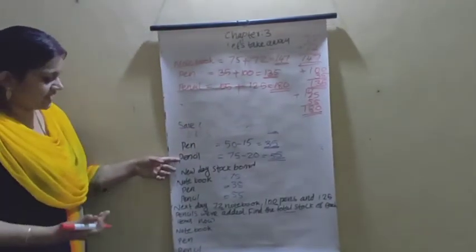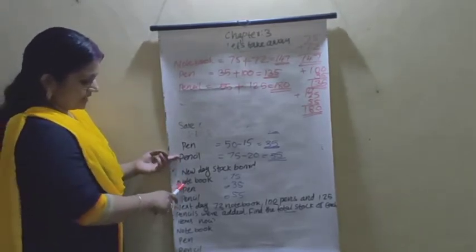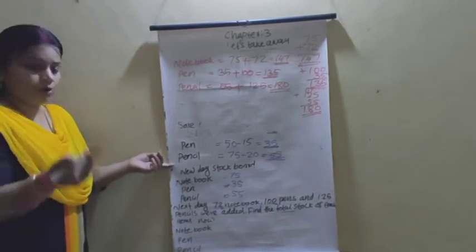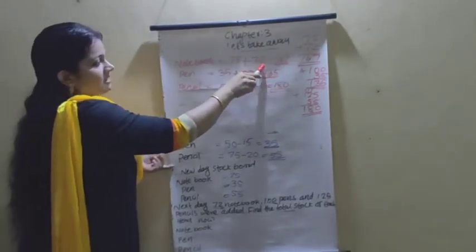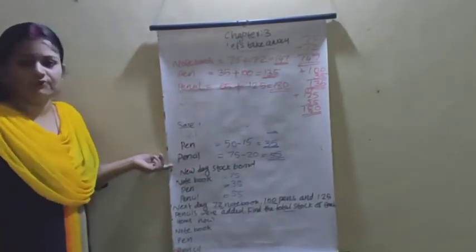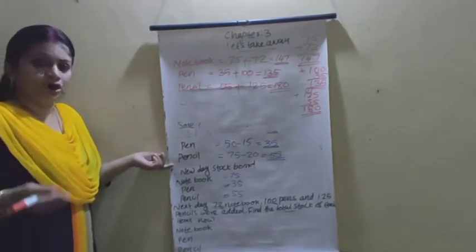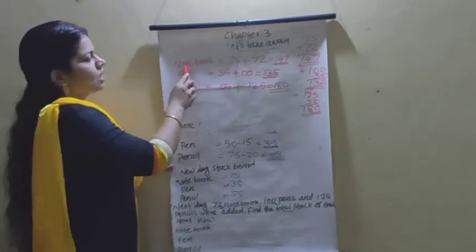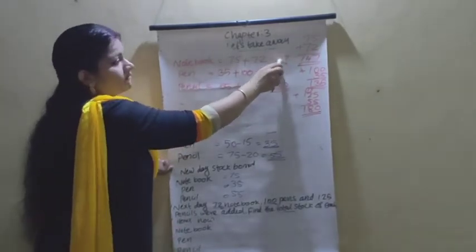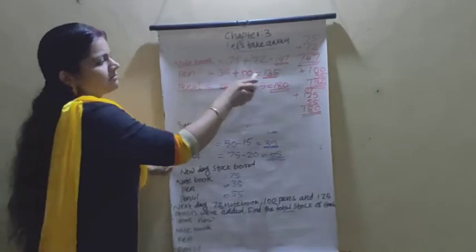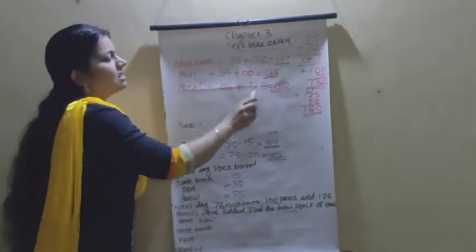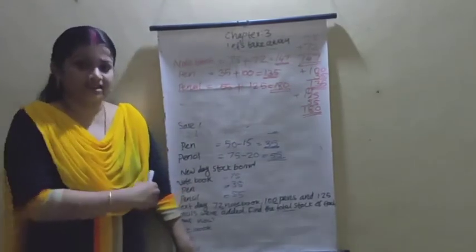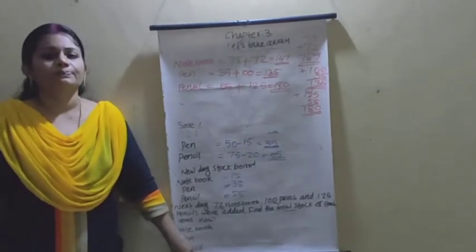180. At the beginning of the next day, notebook 75, pen 35, pencil 55. Then how many were added? 75 plus 72, 100, 125. We need to find out the total number of notebooks, pens and pencils. We got it. How many notebooks are there in the store? 147. Pen 135. Pencil 180. Okay, one more addition question is there in the stock board.